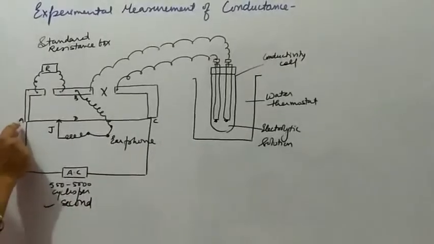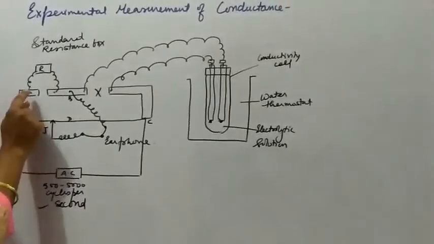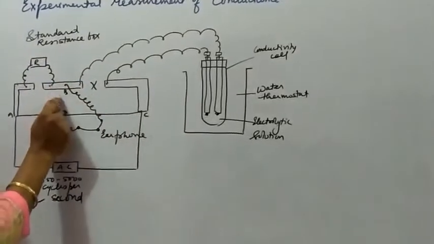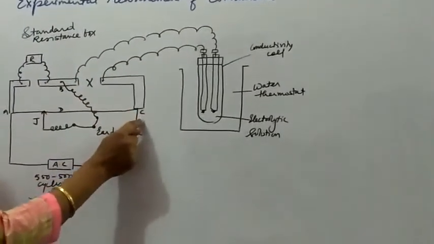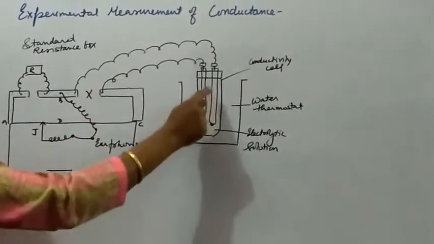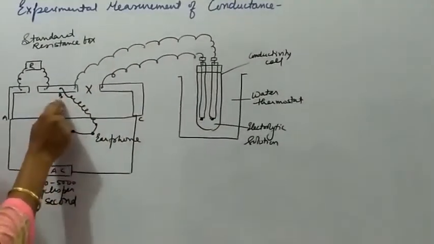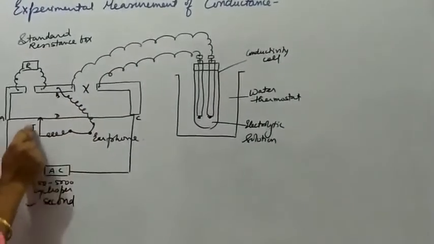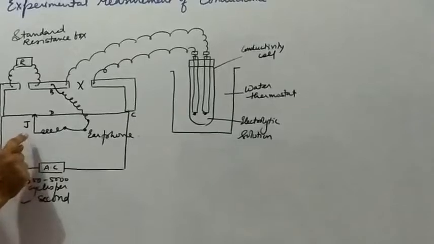Now the point A is connected to the standard resistance box, and the point C of the meter bridge is connected to the conductivity cell. The point B is connected through the earphone to the jockey.